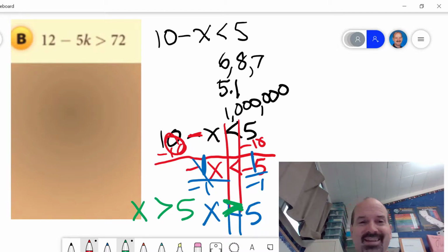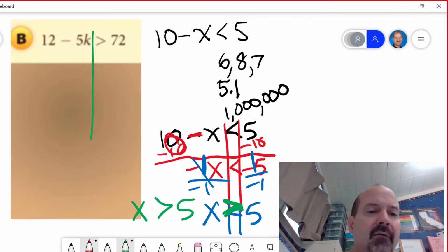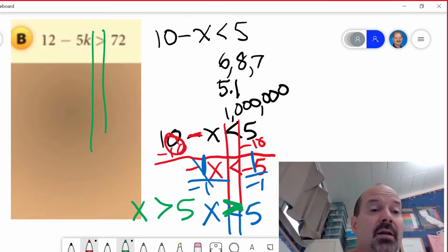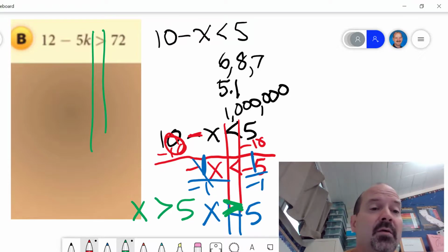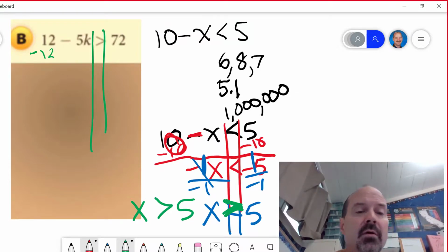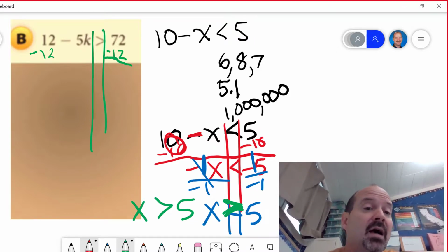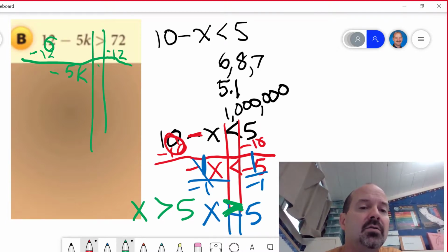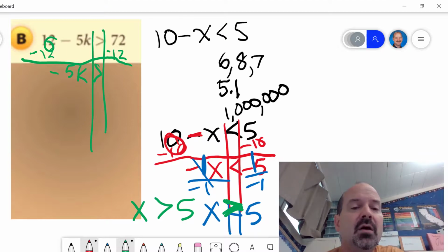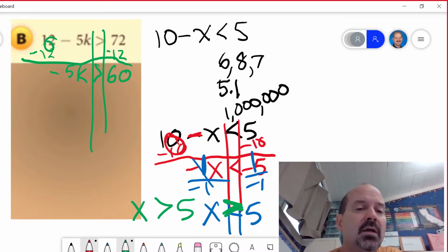Okay? So let's try that on this problem. I've got a 12 out here. Again, we start farther away from the variable, so I get rid of the 12. I'm going to get rid of the -5 also, but first I'm going to take care of the 12. I'm isolating the variable. And these go away, and I end up with -5k is greater than 72 take away 12 is 60. Boy, that green doesn't really show up on the brown, does it? Let's try a different color.